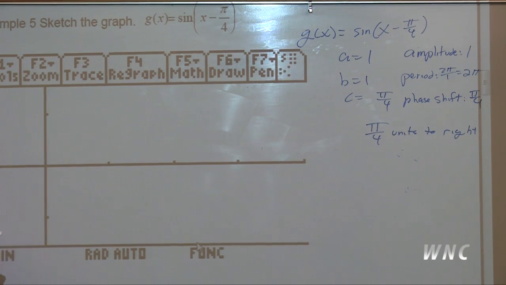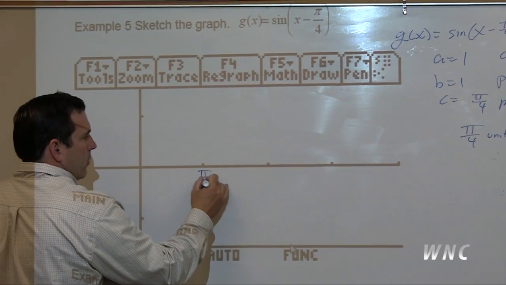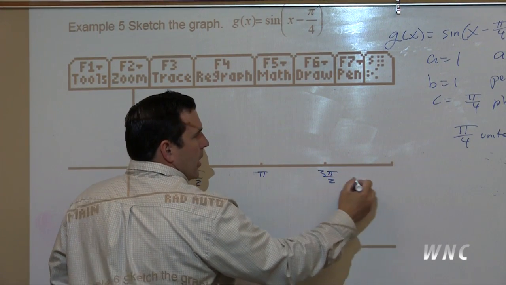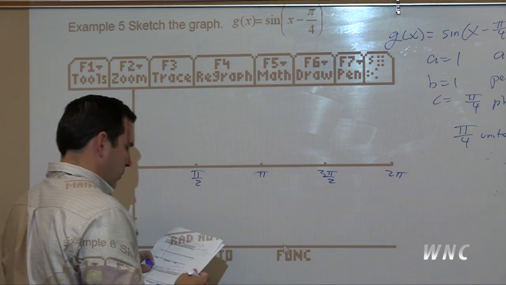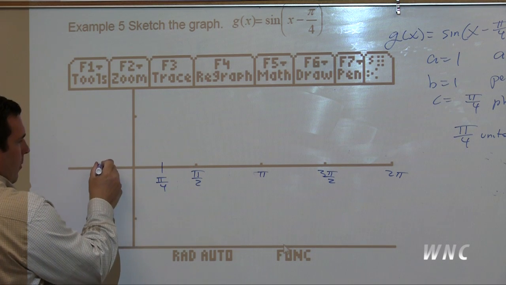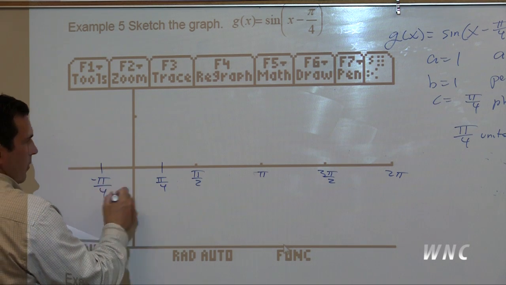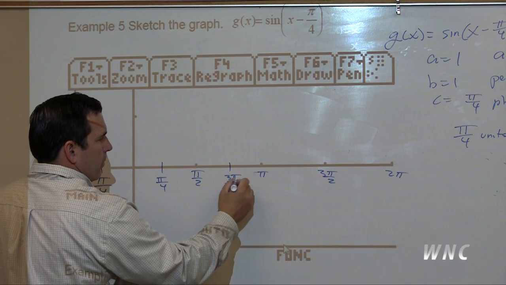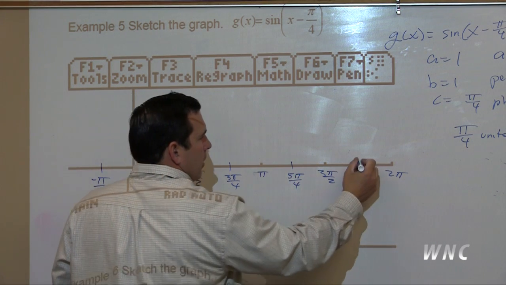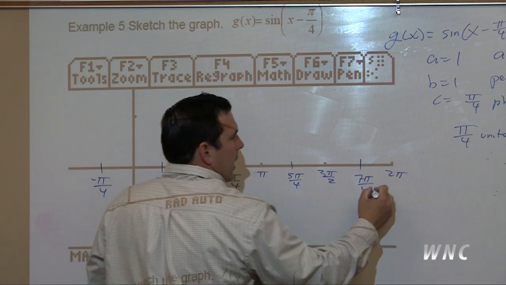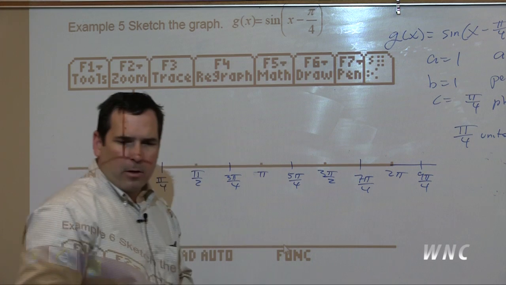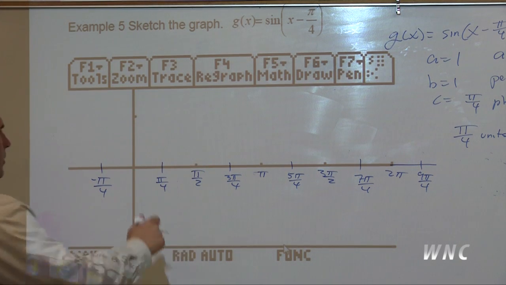So if I label this, let's call this pi over 2, pi, 3 pi over 2, and 2 pi. I'm going to put a mark in here for pi over 4. There'll be a mark back here for negative pi over 4, 3 pi over 4, 5 pi over 4, 7 pi over 4, and just for fun, let's go on a little more to 9 pi over 4. And why did I go on a little further? Because we have a phase shift.